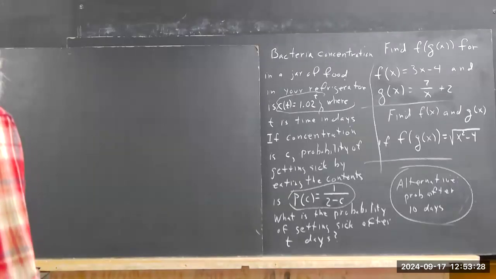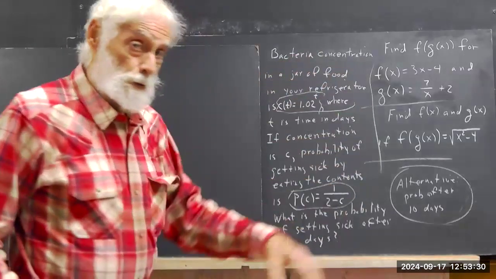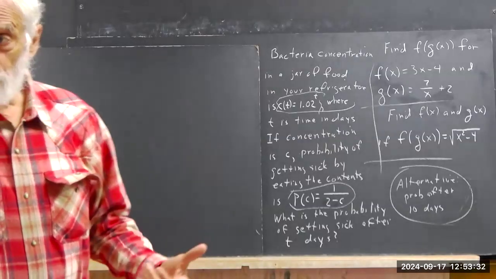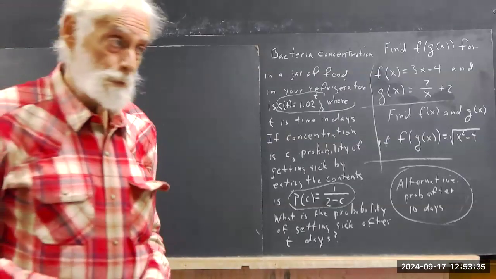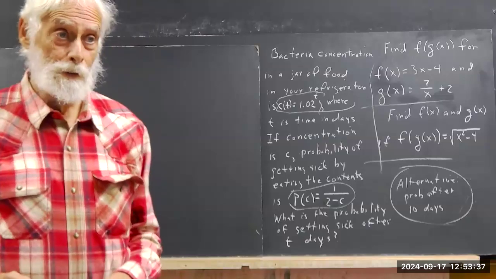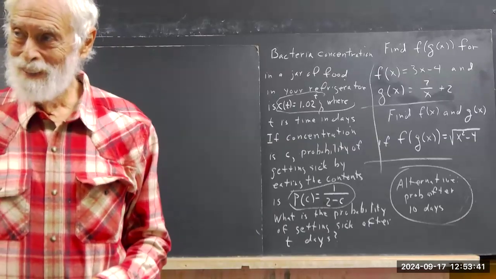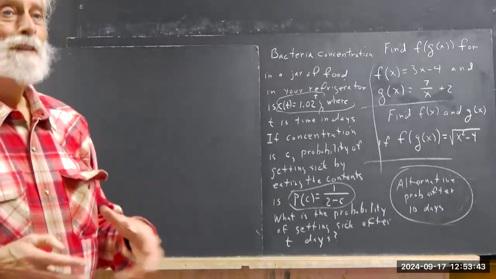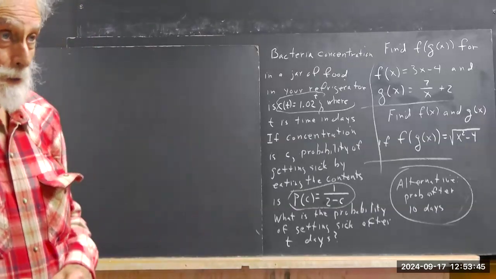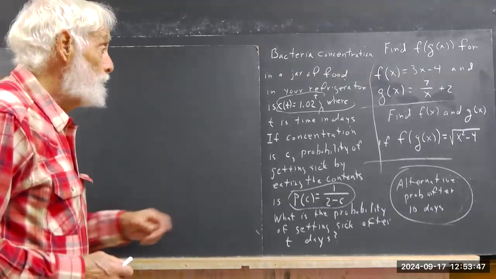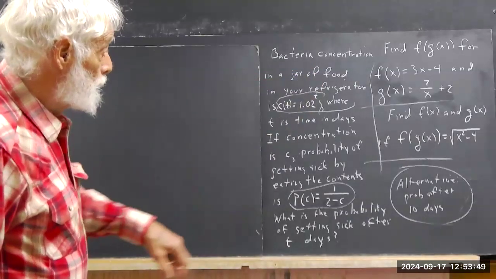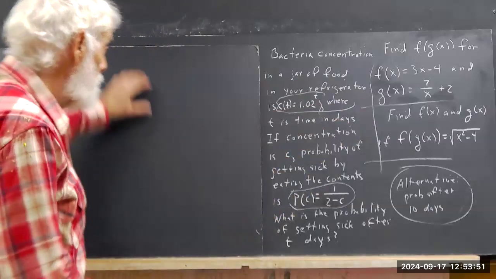Okay, people did pretty well as a group. There are some errors, but I've seen evidence that you're learning something from that. Whatever you're doing, it appears to be getting better. So it's very good. Okay, so you find f of g of x, these two functions.